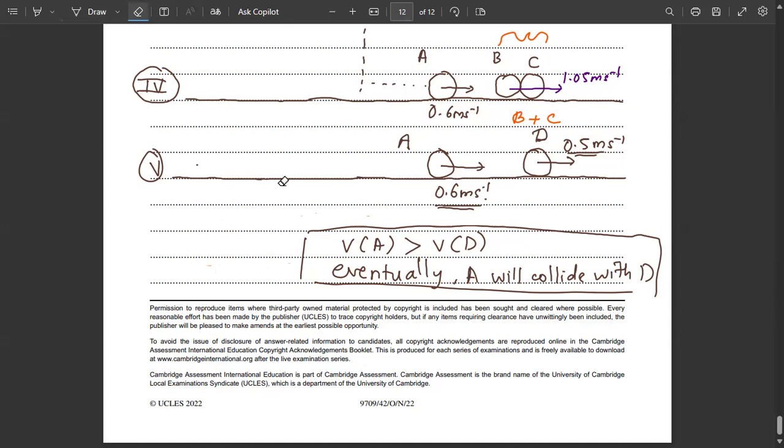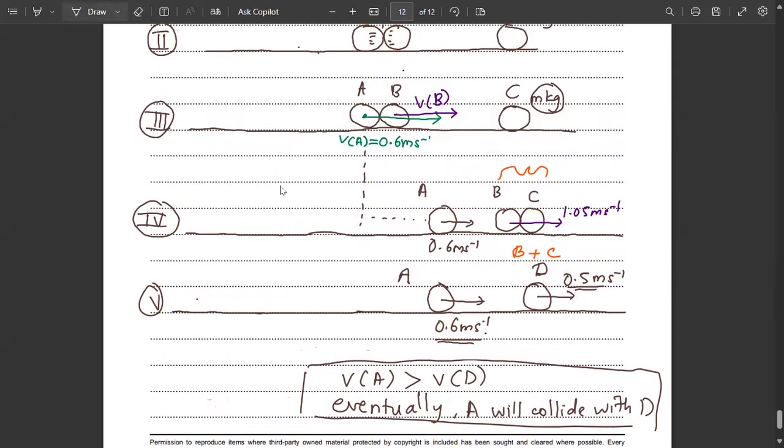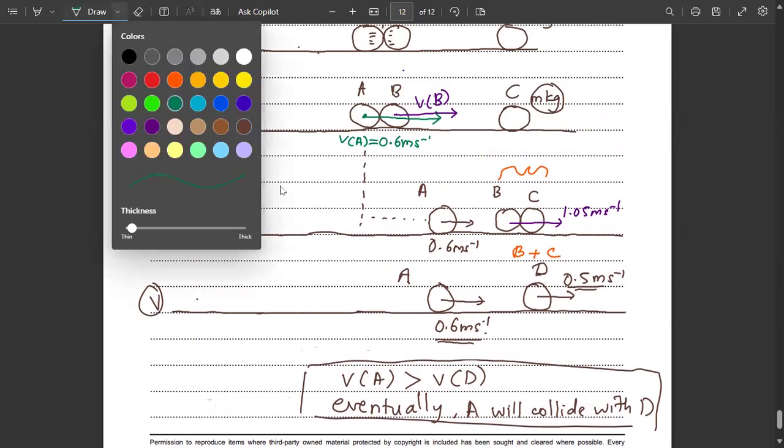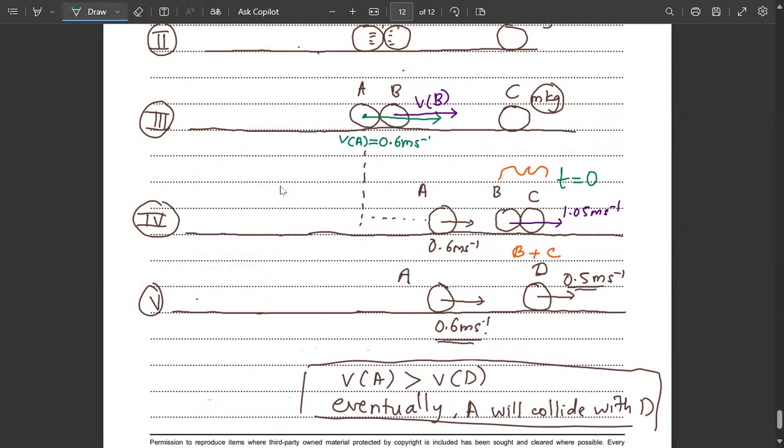So what they have asked us to find out is the time from the instant B and C collide. That means considering this as time t equals 0, assume that when B and C collide, you have a stopwatch in your hand and you press start at that moment. So what we have to find out is, if this is time 0, how much time will it take for A and D to collide from this time? So now how will we do that?